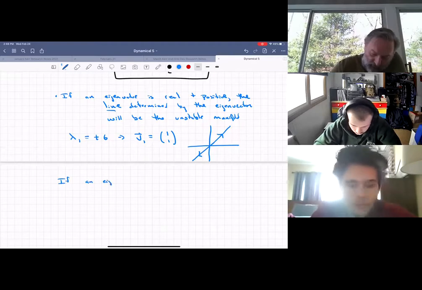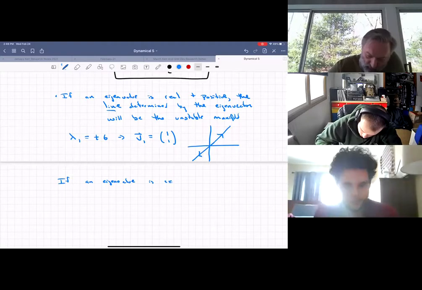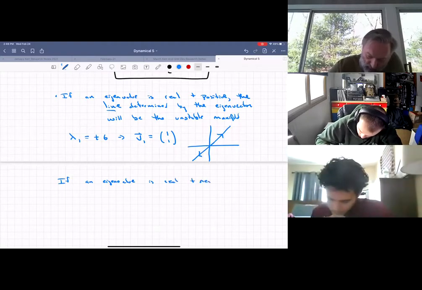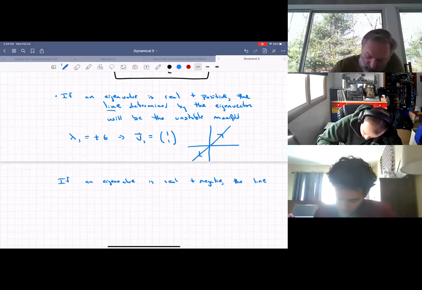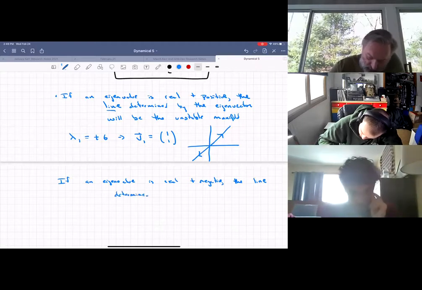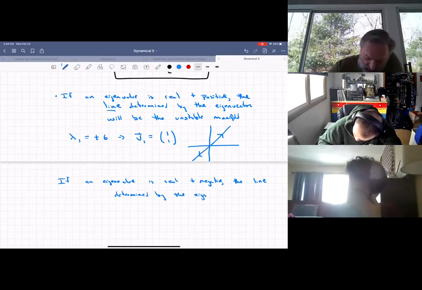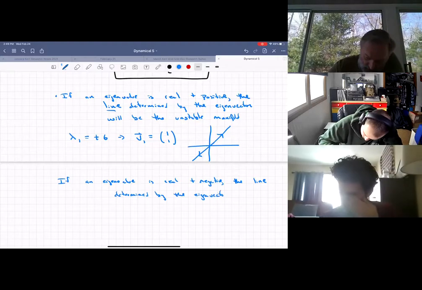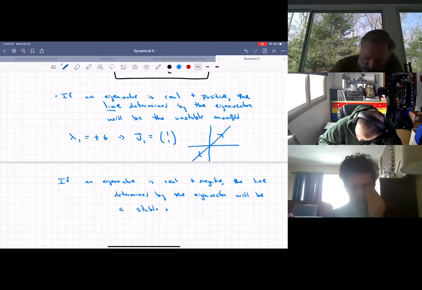If an eigenvalue is real and negative, the line determined by the eigenvector will be a stable manifold.